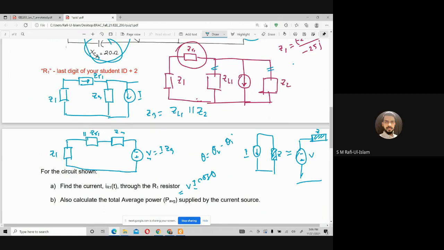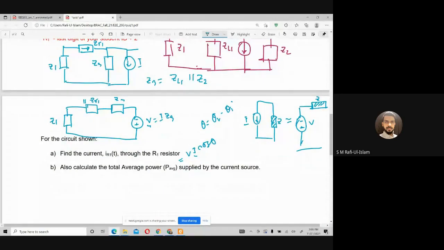But there are many ways. This is one of the ways. If you are trying the current division rule, no problem. If you are going for node analysis, no problem. If you are going for mesh analysis, no problem. Whatever method you are using or have used has no problem at all. The only thing I will check is whether your method is correct or not. Means, did you understand the question or not?